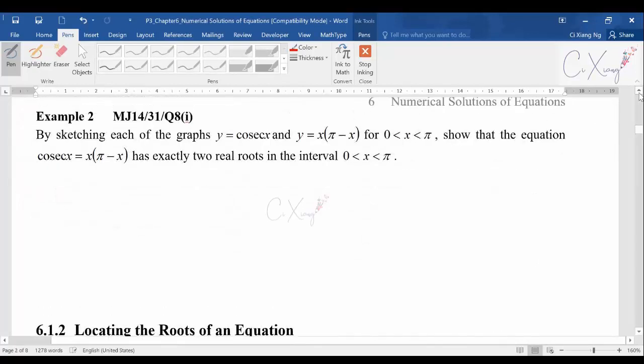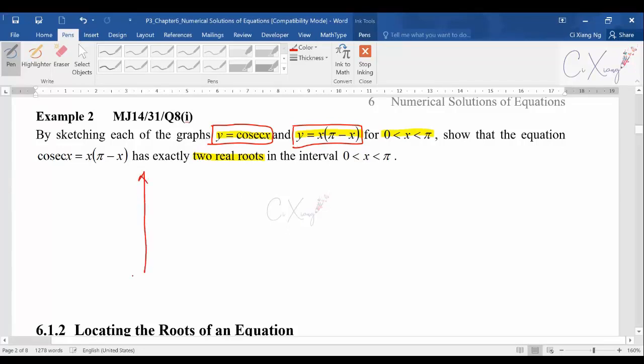Again, in example 2, you see the keyword: they want you to sketch 2 graphs here. The first one is y equals cosecant x. Then the other is y equals x(pi minus x) from 0 until pi. And they want you to show that the equation has 2 real roots in this interval. So the 2 graphs that they ask you to sketch are y equals cosecant x, and y equals x bracket pi minus x. First of all, I will sketch cosecant x.